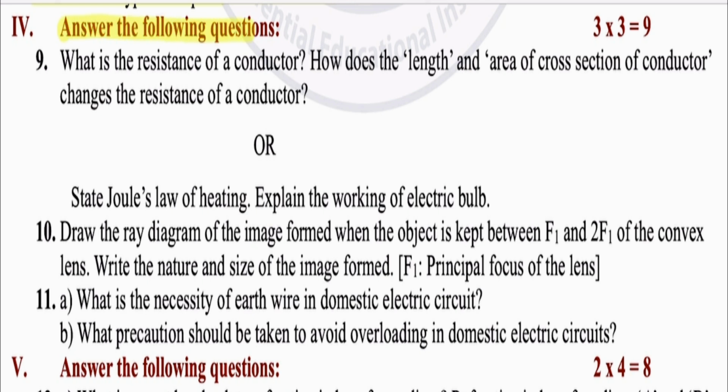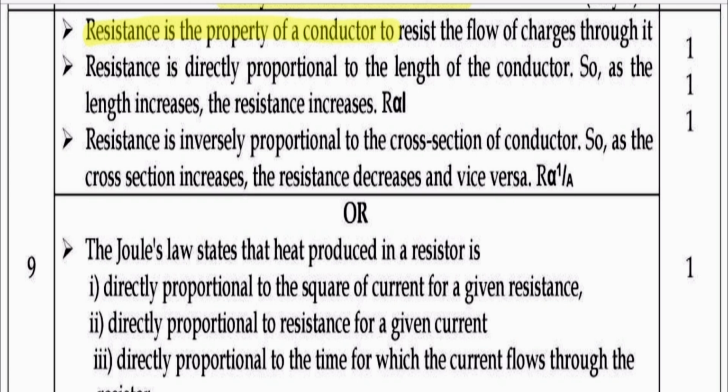Answer the following questions. Question number 9. What is the resistance of a conductor? How do the length and area of cross section of a conductor change the resistance of the conductor? Resistance is the property of a conductor to resist the flow of charge through it. Resistance is directly proportional to the length of the conductor. So as the length increases, resistance also increases. Resistance is inversely proportional to the cross section of the conductor. So as the cross section increases, the resistance decreases, and vice versa.